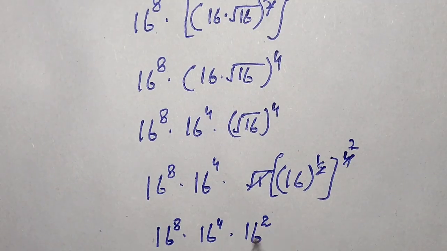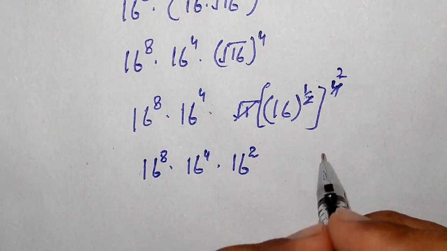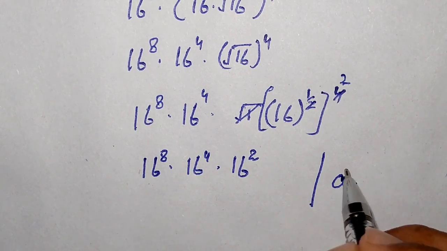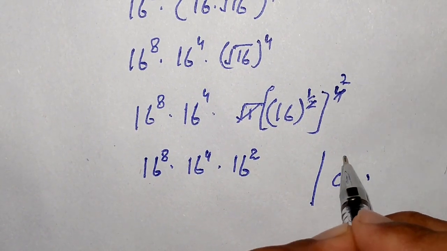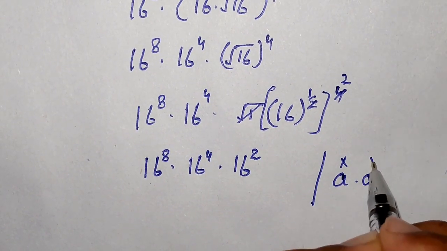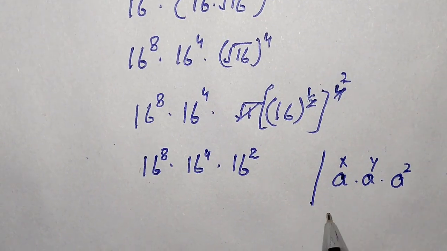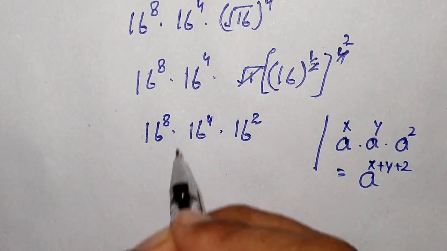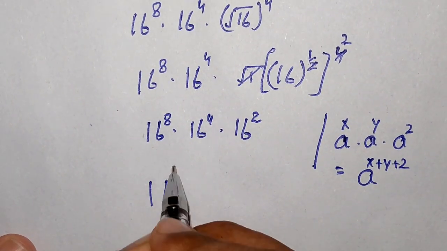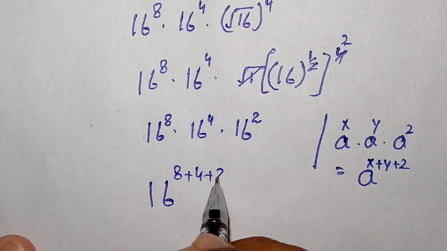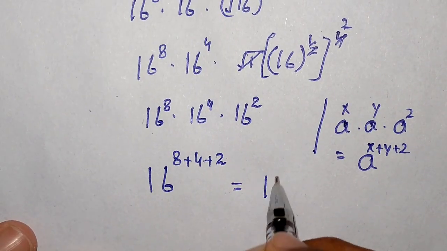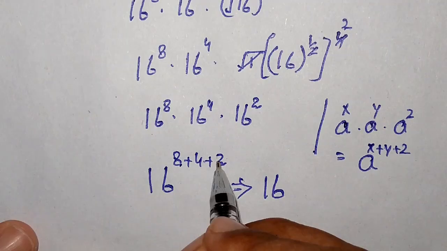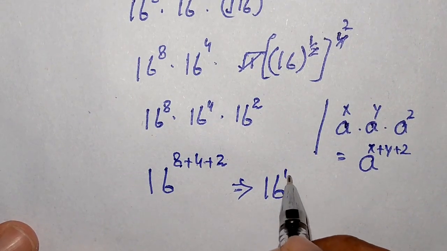to the power of 2. Now here we know that in the next step a to the power of x times a to the power of y times a to the power of z is equal to a to the power of x plus y plus z. So this will become 16 to the power of 8 plus 4 plus 2, and this is equal to 16 to the power of 8 plus 2 is equal to 10 plus 4 is equal to 14.